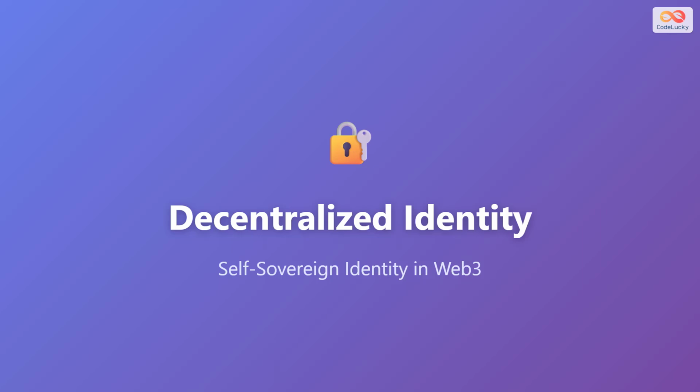Welcome to this comprehensive guide on decentralized identity and self-sovereign identity in Web3. In today's digital world, our identities are scattered across countless platforms and controlled by large corporations. Decentralized identity offers a revolutionary approach where you, the individual, take back control of your personal information. Throughout this video, we'll explore how blockchain technology is transforming the way we manage and verify our digital identities, putting power back into the hands of users.